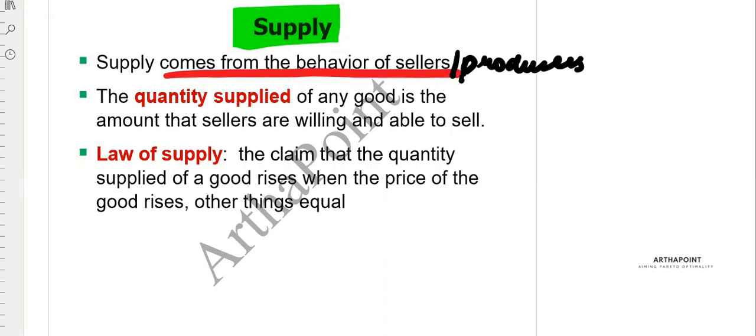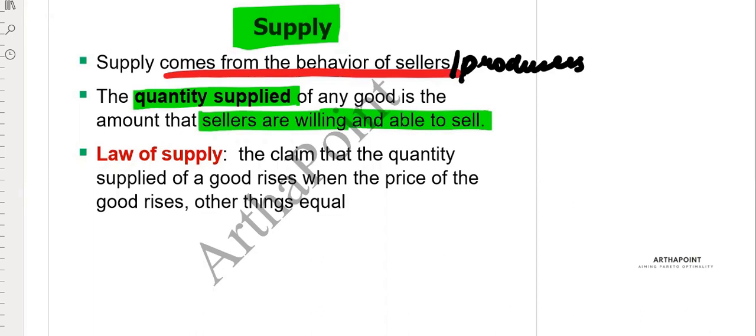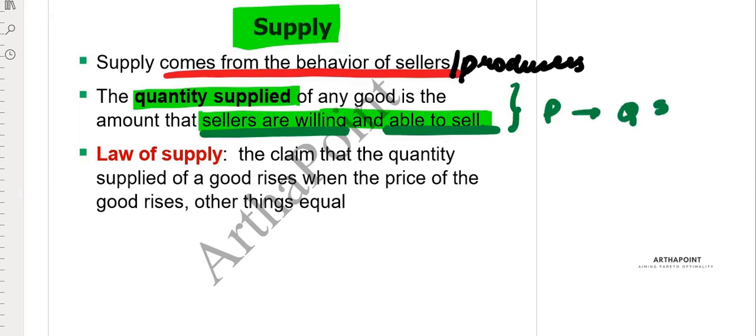So quantity supplied of any good is again what sellers are willing and able to sell. One, they should be willing to sell that much quantity, and they should be able to sell that much quantity. If they're able to do both, then at a given price, whatever quantity they want to supply is known as quantity supplied. Quantity supplied is always a relationship between quantity and price. It is something which helps us plot the supply curves.